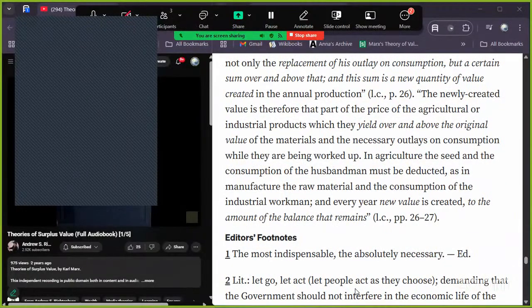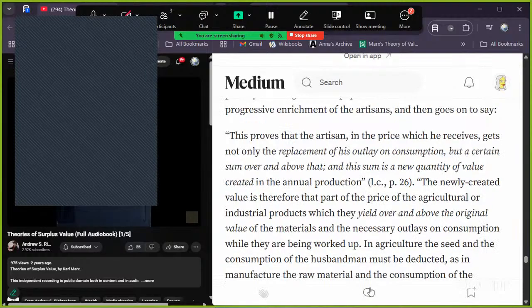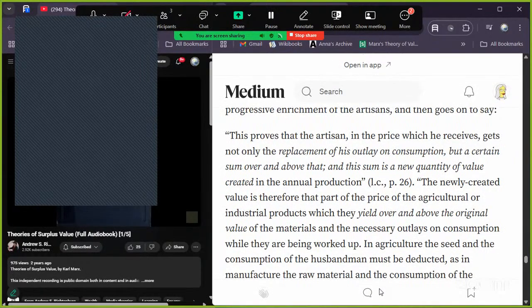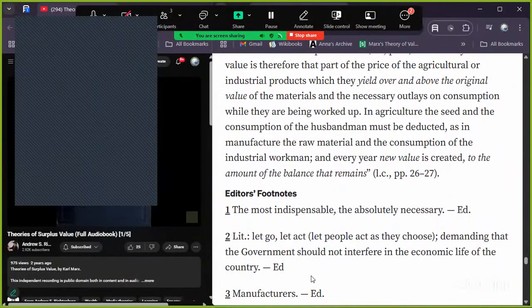On the other hand, Verri calls attention to the constant poverty of the agricultural population, in contrast to the progressive enrichment of the artisans, and then goes on to say, quote, this proves that the artisan, in the price which he receives, gets not only the replacement of his outlay on consumption, but a certain sum over and above that, and this sum is a new quantity of value created in annual production. The newly created value is therefore that part of the price of the agricultural or industrial products which they yield over and above the original value of the materials and the necessary outlays on consumption while they are being worked up. In agriculture, the seed and the consumption of the husbandman must be deducted, as in manufacture the raw material and the consumption of the industrial workman, and every year new value is created to the amount of the balance that remains, end quote.